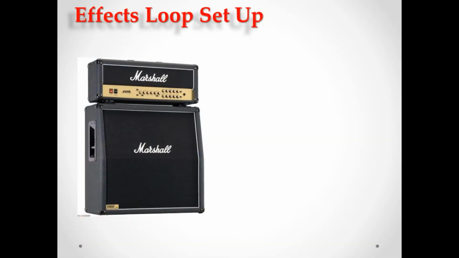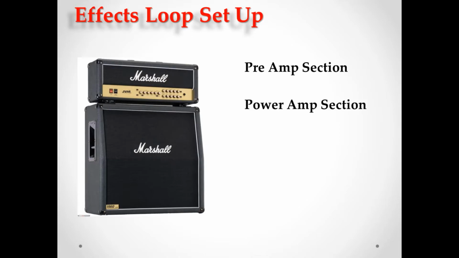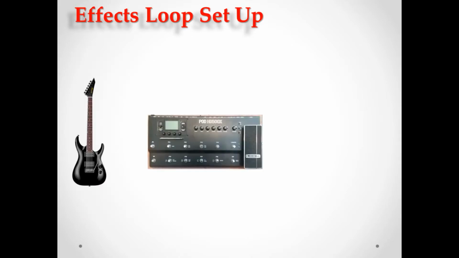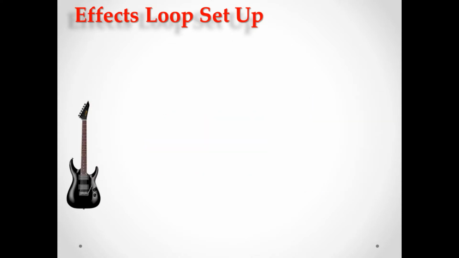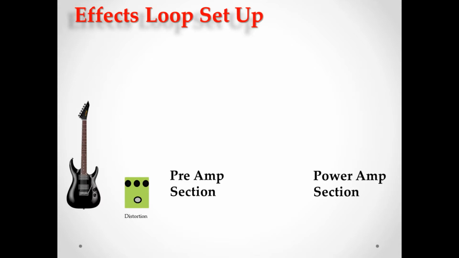So we still need to know a few basic things, and that is, in an amplifier there's two stages. There's the preamp section and there's the power amp section. And if your setup looks like guitar into your effects pedal into your amplifier, then you're completely ignoring the fact that your amp has a preamp stage and a power amp stage. The effects loop is placed directly between the preamp section and the power amp section, right here.